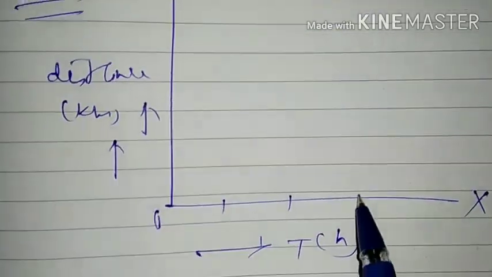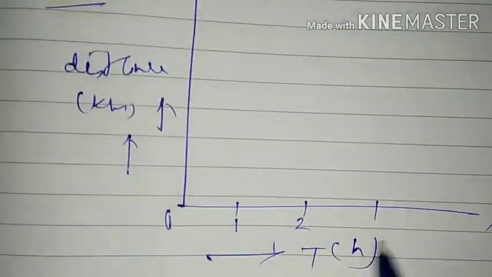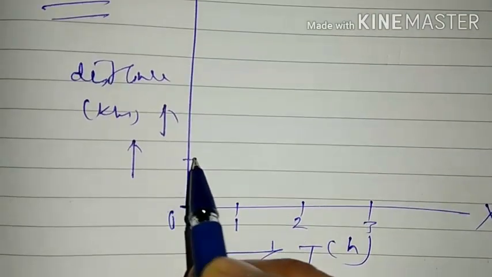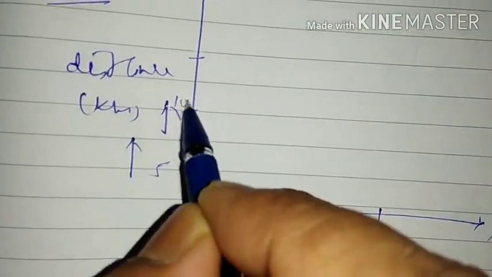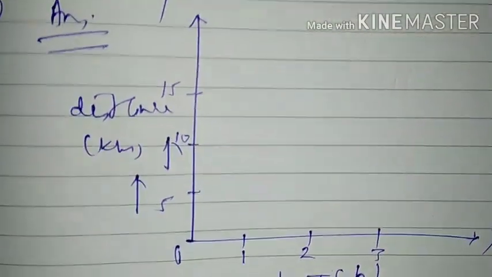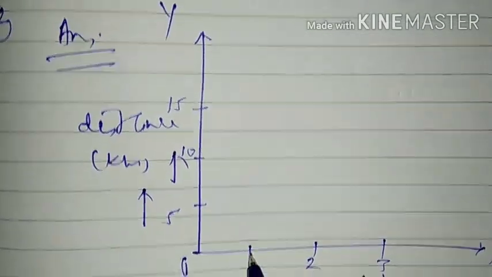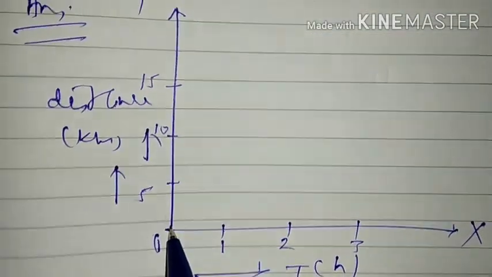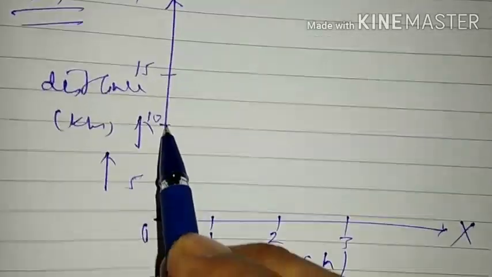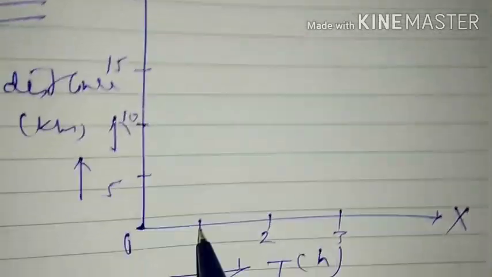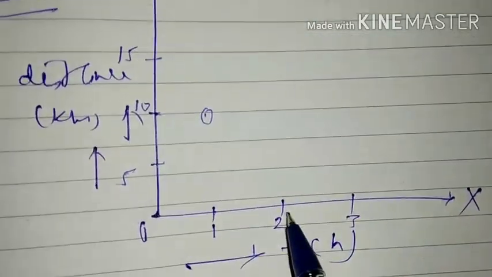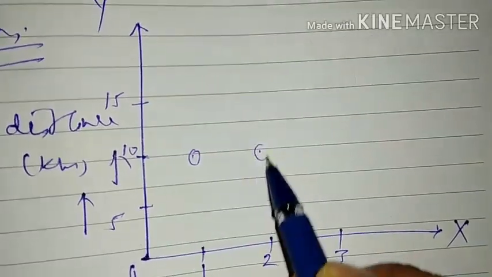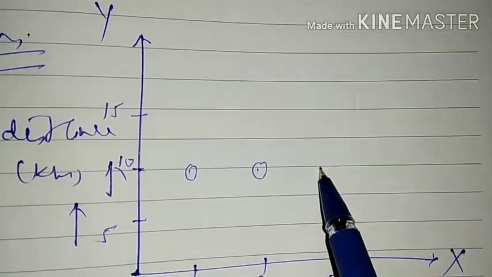Suppose the scale of time here is 1 hour, 2 hours, 3 hours, and on the y-axis the scale is given 5 kilometer, 10 kilometer, 15 kilometer, etc. Now, if initially the distance traveled is 10 kilometer from the reference point, again after 1 hour the distance is the same, after 2 hours the distance is the same, after 3 hours the distance is the same.